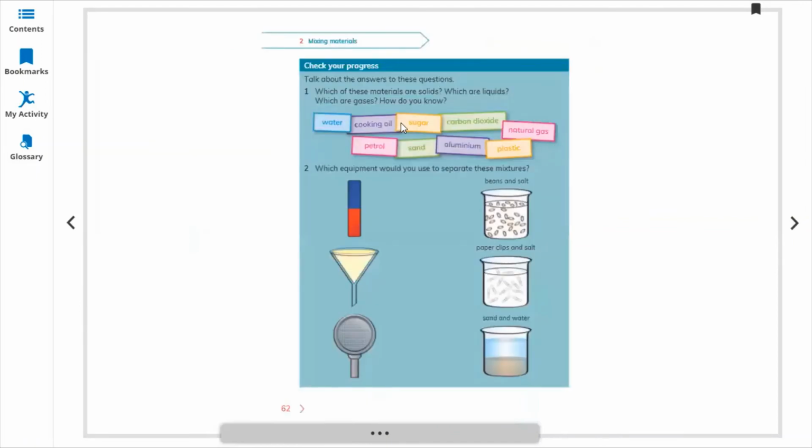Okay, let's start check your progress. Talk about the answers to these questions. Which of these materials are solid, which are liquid, and which are gases? Let's start. So water, cooking oil, sugar, carbon dioxide, natural gas, petrol, sand, aluminium, and plastic. So I'm just writing one-word answers, which is easy for you.